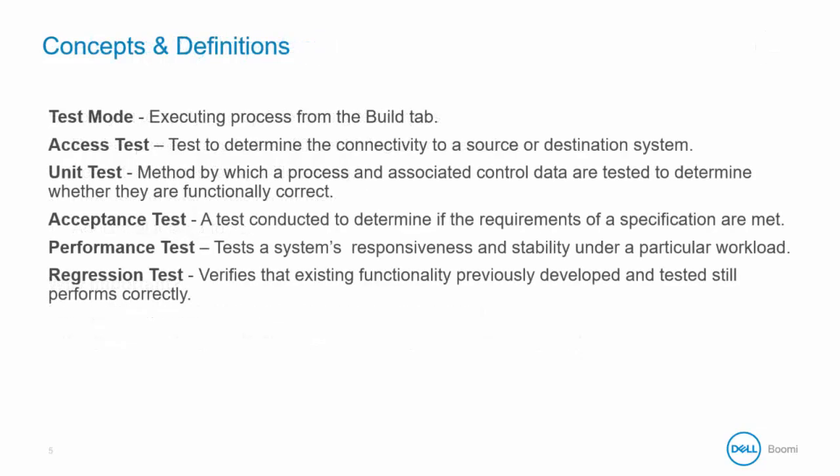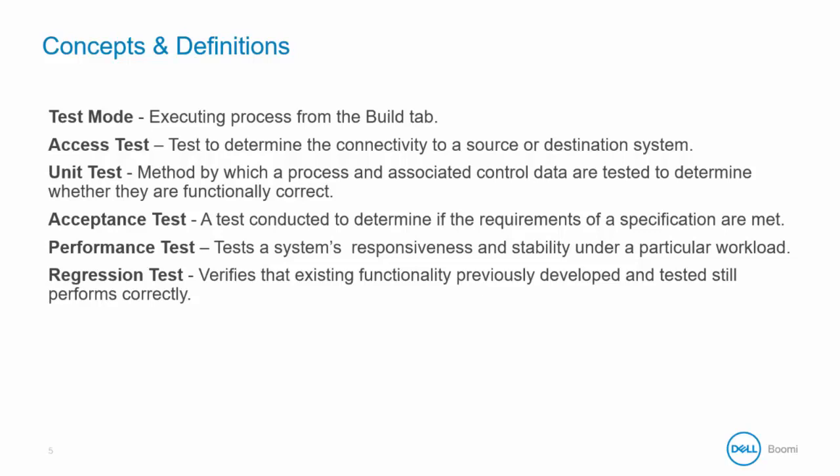Let's review some definitions that we will use in this module. Test mode is when we execute a process from the build tab. An access test, or you could also call this a connection test, is used to determine the connectivity to a source or destination system. A unit test is a method by which an individual process, together with its associated control data, and also along with any specific operating procedures, are all tested to determine whether they are functionally correct. An acceptance test is a test conducted to determine if the requirements of a specification are met.